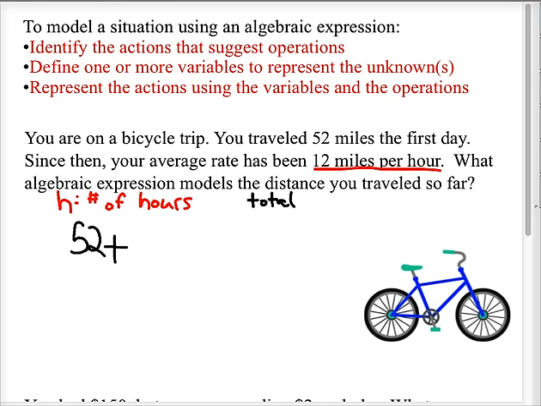So hopefully you can see that language, that 12 miles per hour. What that language per hour is telling me to do is multiply those together. Because for every hour, I'm going 12 more miles. Okay? So my expression would be 52 plus 12h.